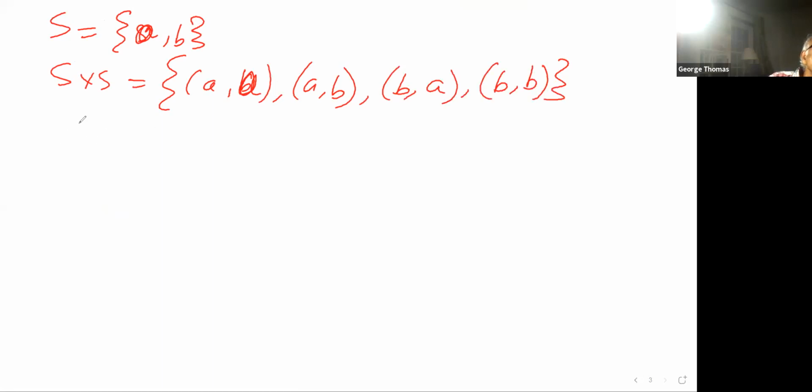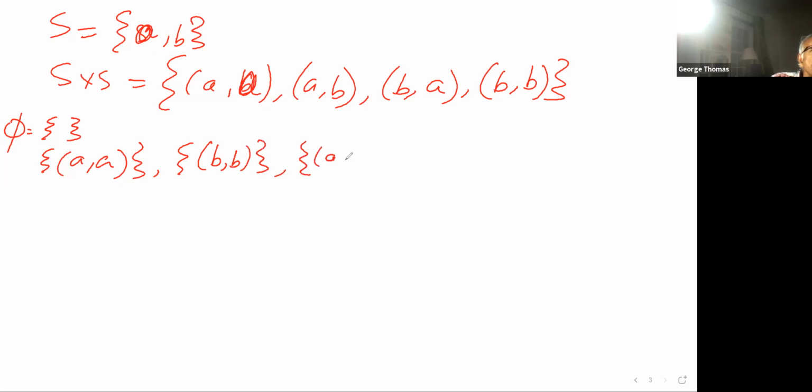Now, let's find all the subsets of this. The first one is the empty set, which we call by this name. Then we can have just this element. There is another one, which will be just B. Another one will be AB.